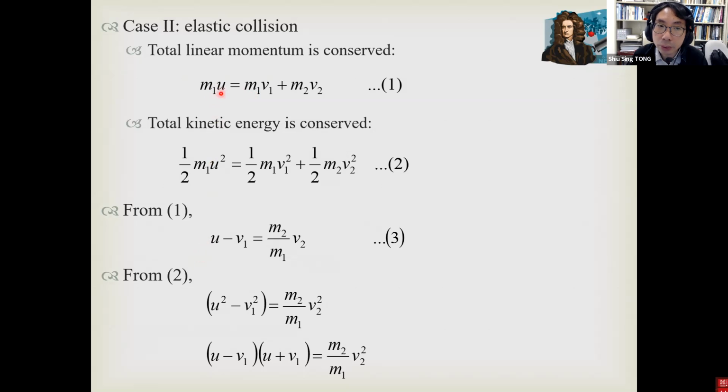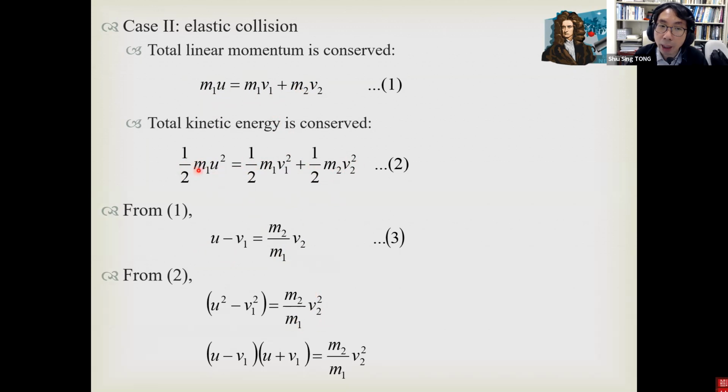So we get rid of m1. v1 also gets rid of m1, and the last term becomes m2 over m1 v2. We move v1 to the left hand side, so the left hand side becomes u minus v1. Is that right? Now from equation 2, we can eliminate the factor 1/2, and we do the same thing. We divide the equation by m1, and so the last term becomes v2 squared m2 over m1.